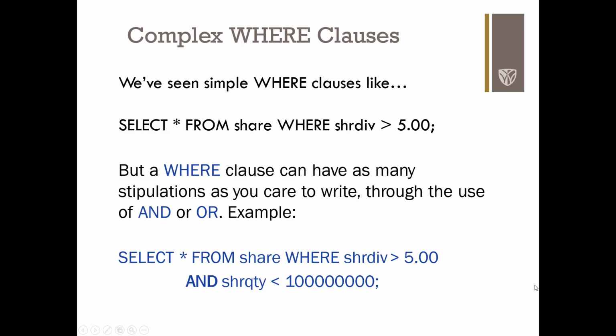In Part 1, we saw some simple SQL query clauses. So select star from share where, and then some condition like share div is greater than 5. In reality, a where clause can have as many restrictions as you wish to include, using and, or, or some combination of them. So for example, we've got select star from share where share div greater than 5 and share quantity less than 1 million. This would be a legitimate query in SQL.